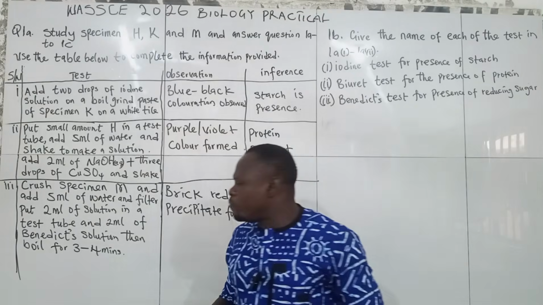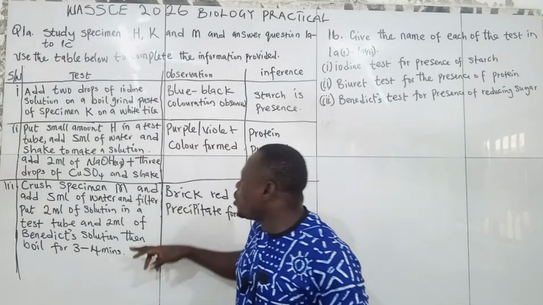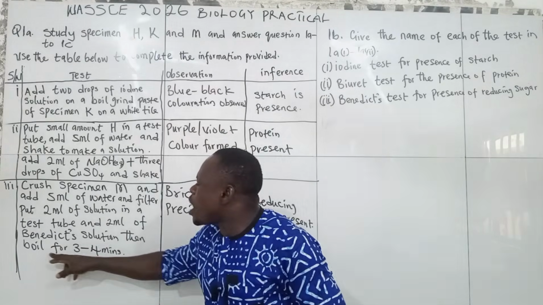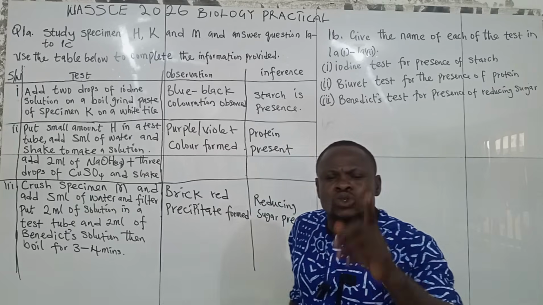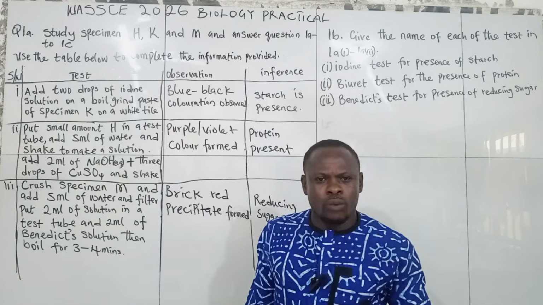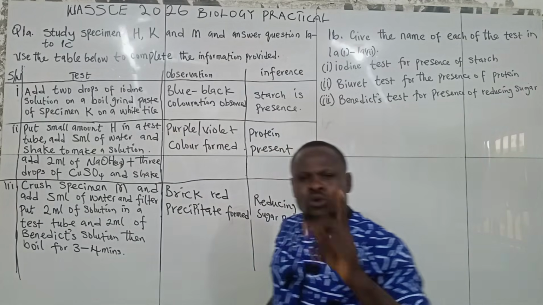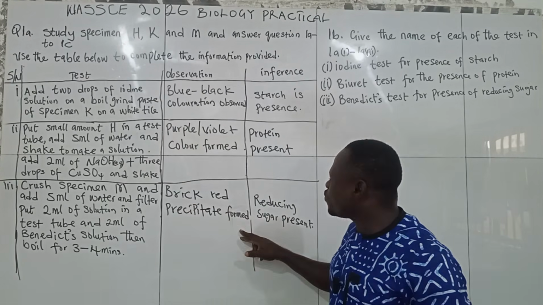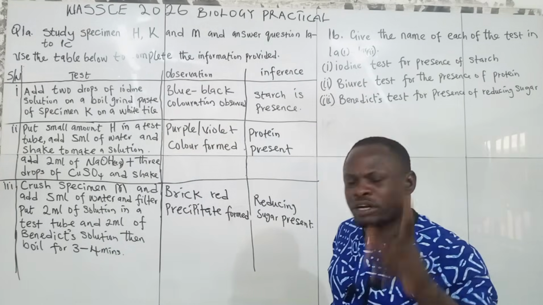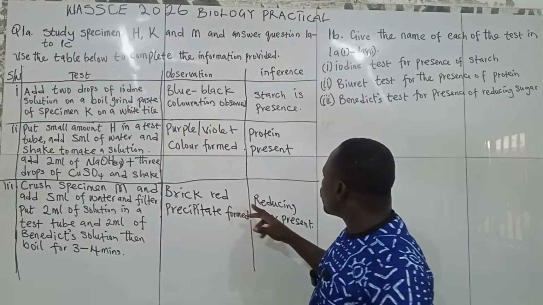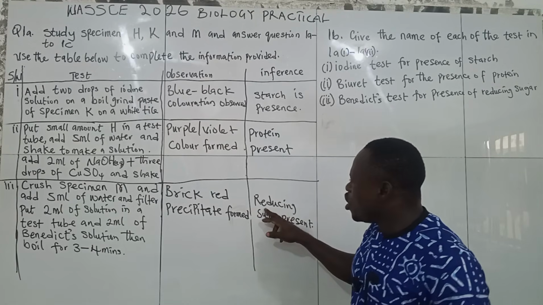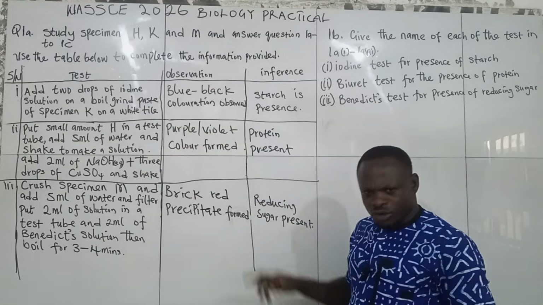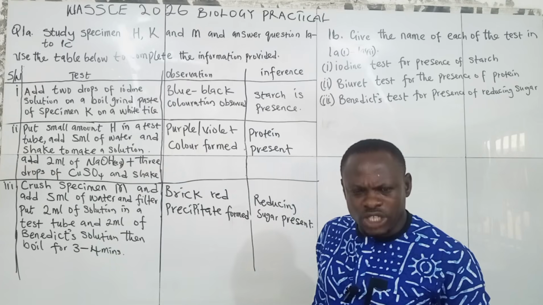When you add 2 ml of Benedict solution, what will follow? You have to boil it for 3 to 4 minutes. When you boil it for 3 to 4 minutes, what are you going to observe? A brick red precipitate is formed. And that will confirm what? The presence of reducing sugar. Is that understood?